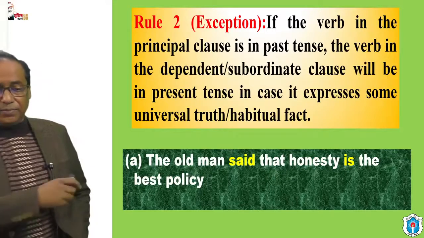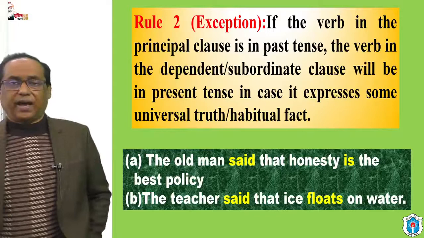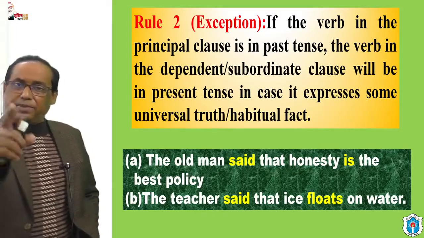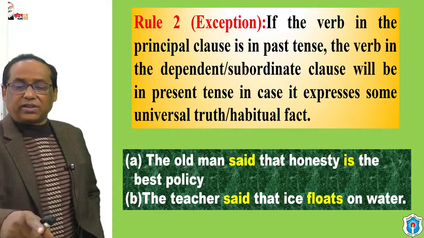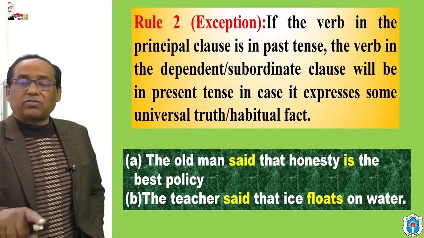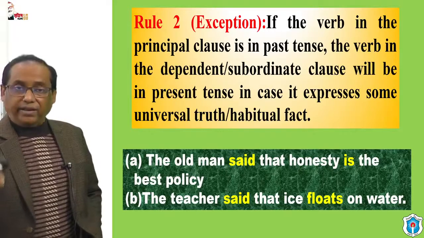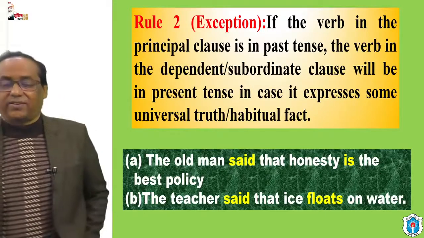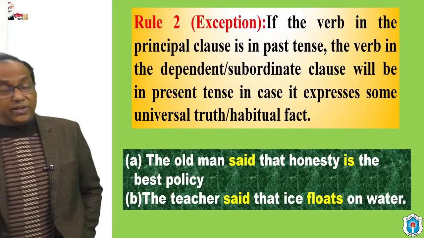Now another example. The teacher said that ice floats on water. Said, this is the principal clause and it is in simple past or past indefinite tense. Yet the subordinate clause, ice floats on water, floats is present indefinite. You can't say ice floated on water. Floated, wrong. Right?